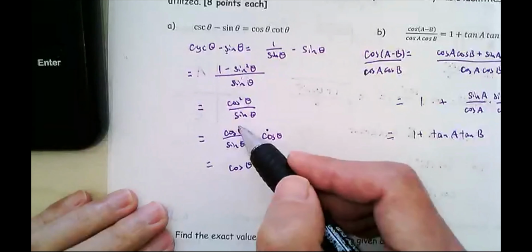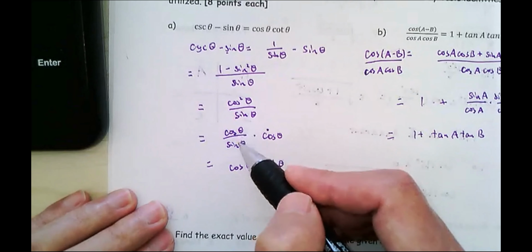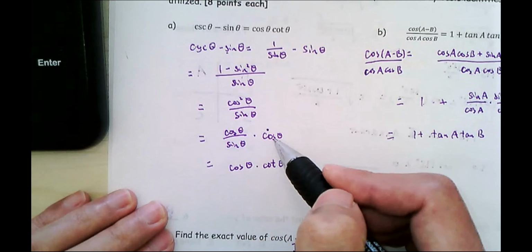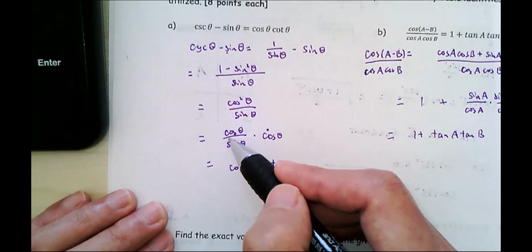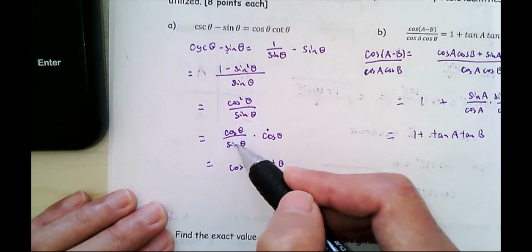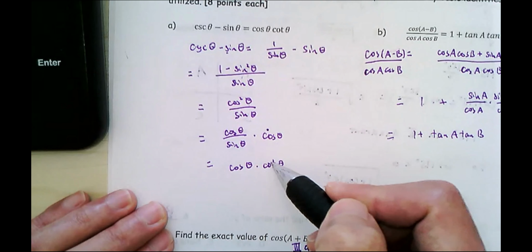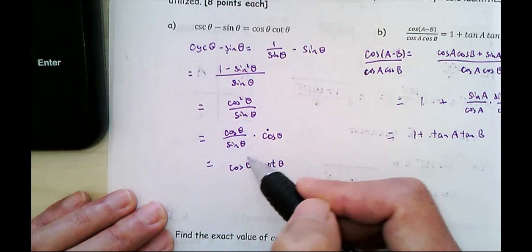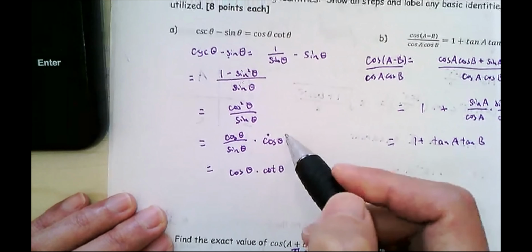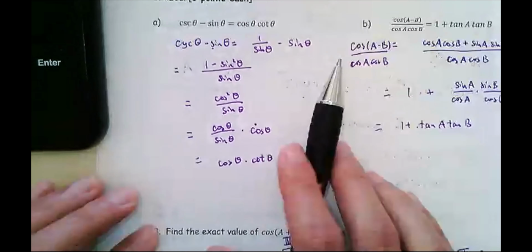Once you combine them, 1 minus sine squared is cosine squared. What is cosine squared over sine? It's cosine theta over sine times cosine. Just factor one cosine theta out. What is this guy? This guy is just cotangent theta, right? Cosine theta is still here. So the final answer is cosine theta times cotangent theta.